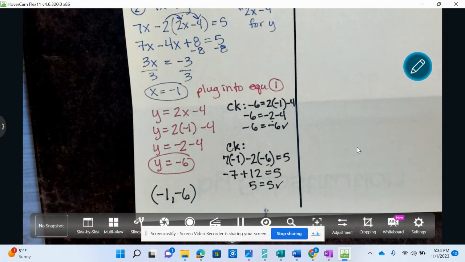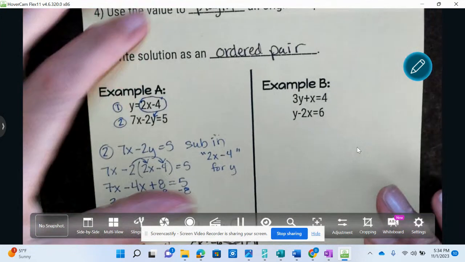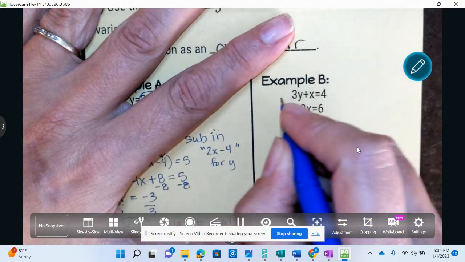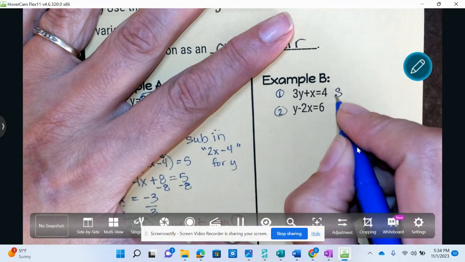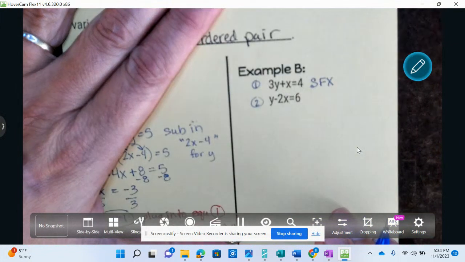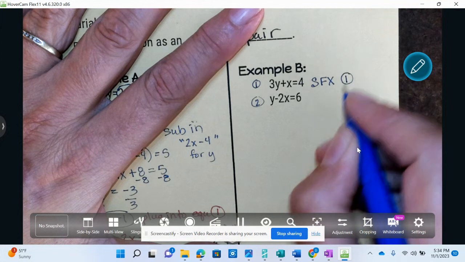So that's how we're going to do that. That is complete. Now let's do the next example. So for our next example, I am going to choose to take equation number 1, and I'm going to solve for x. So I'm doing that with equation number 1.